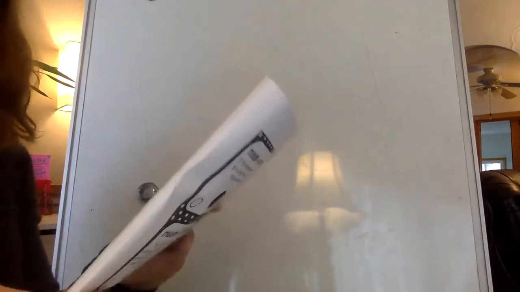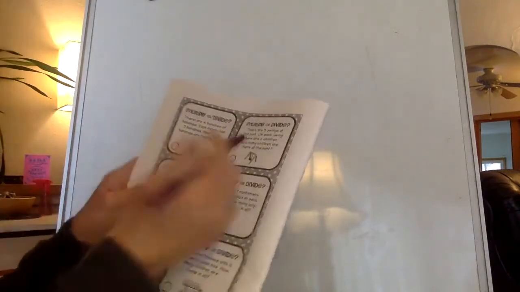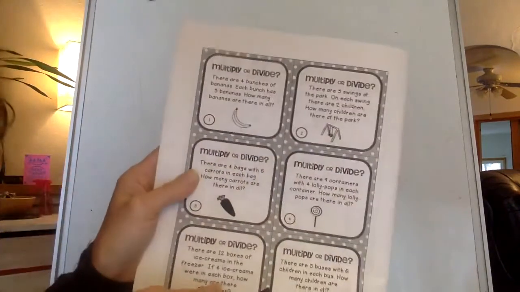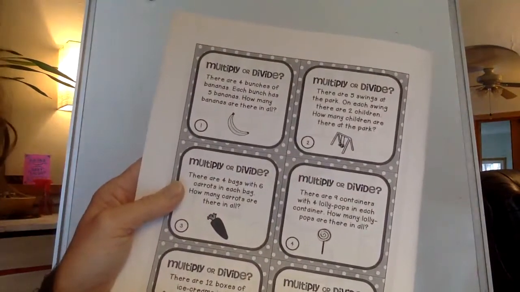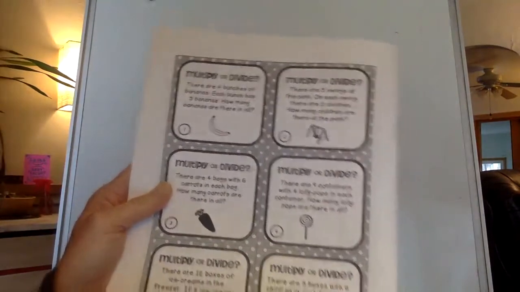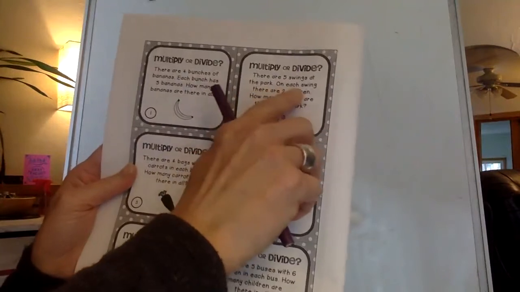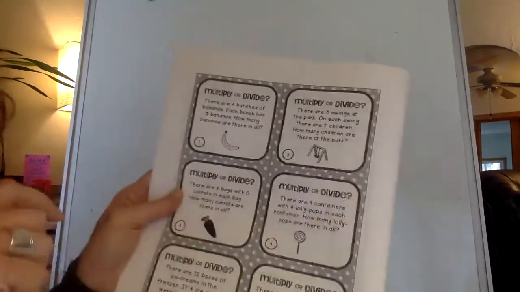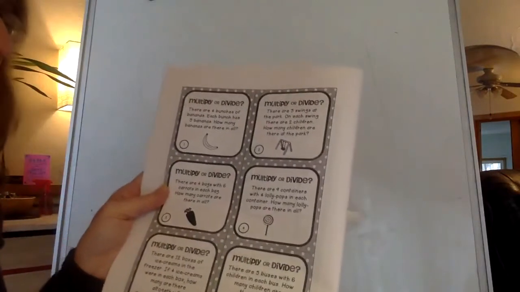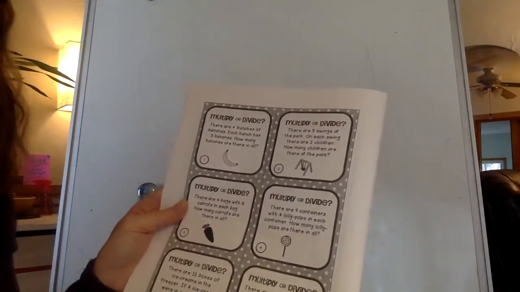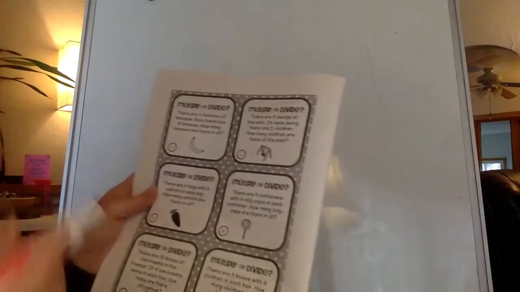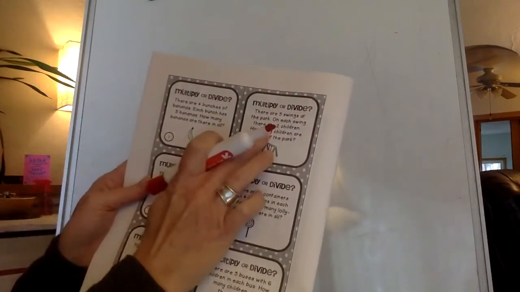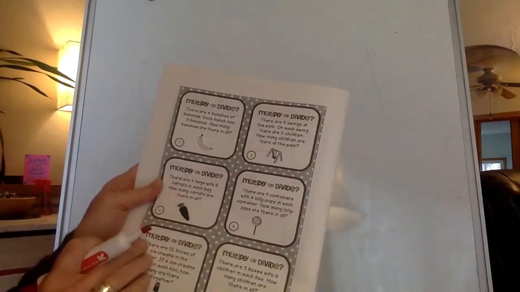All right, let's take a look at this one here. Get a little closer. There are 5 swings at the park, okay? On each one of those swings, there's 2 children. How many children are there at the park? So once again, are we trying to find the total? Are we trying to find how much we started with and breaking it into groups? It looks like we're trying to find out how many total children.